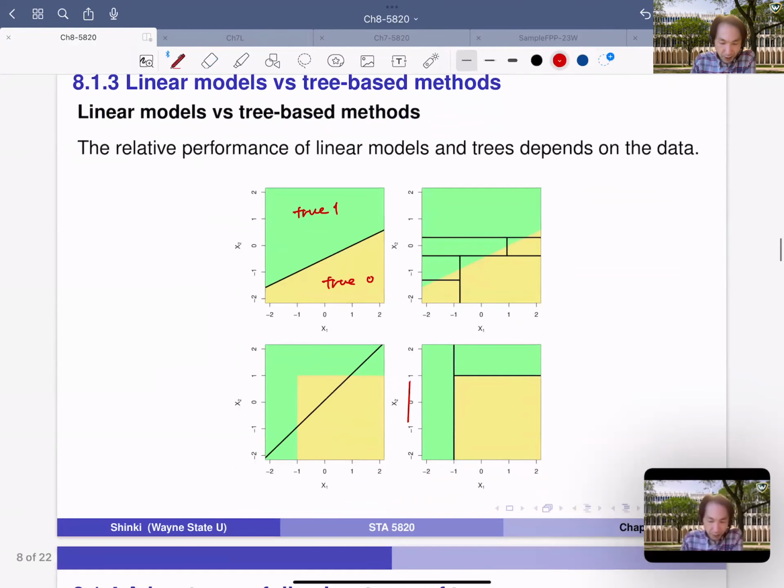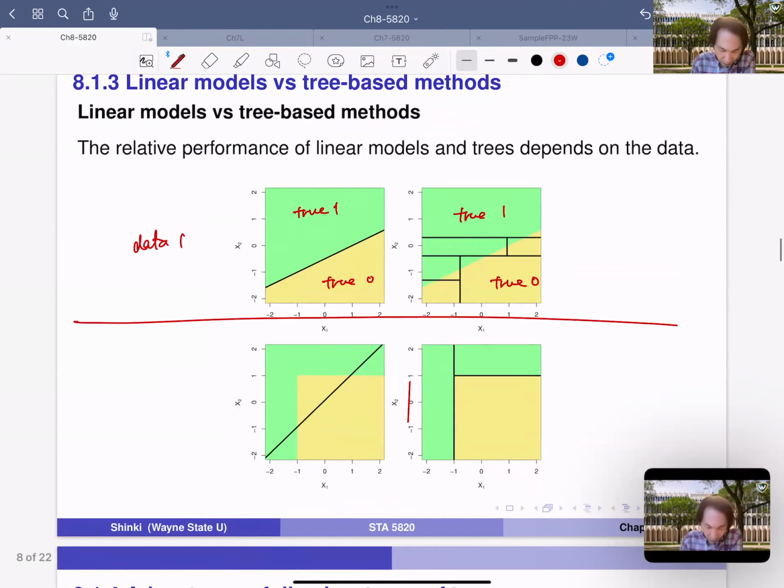The truth should be the same for the same data set. So this is the true 1 and the true 0. This is data 1, and this is for data 2. This is by linear logistic regression. Linear logistic is a logistic regression with linear terms only. So by linear model, I should say just the logistic regression with only linear terms.